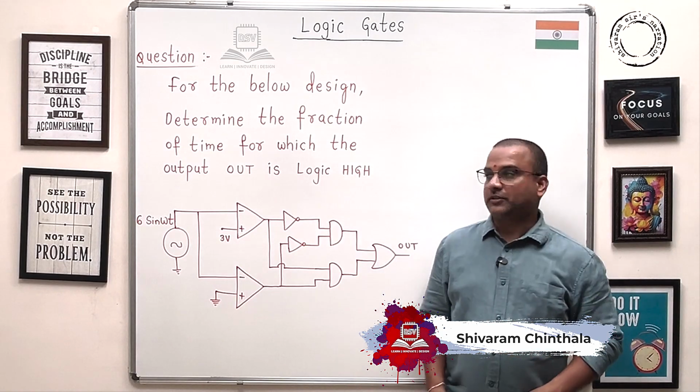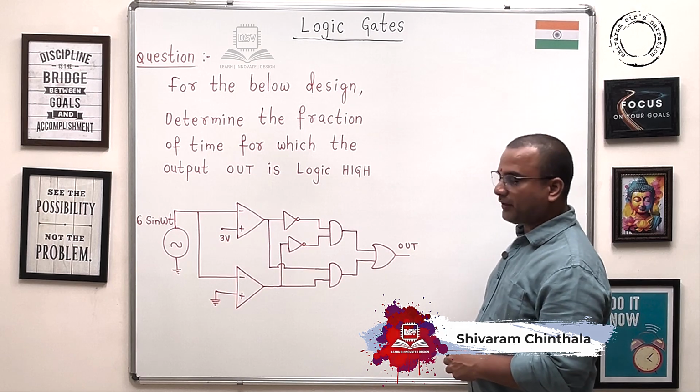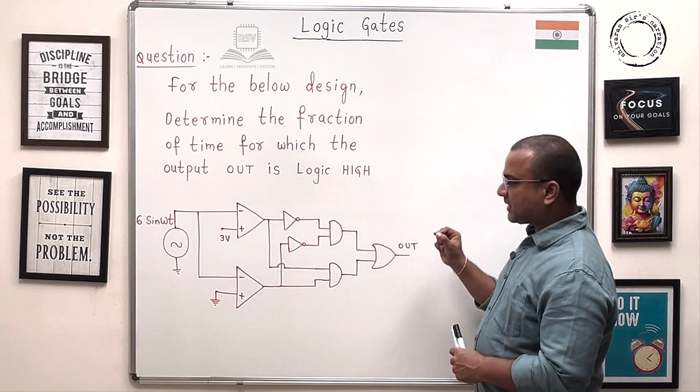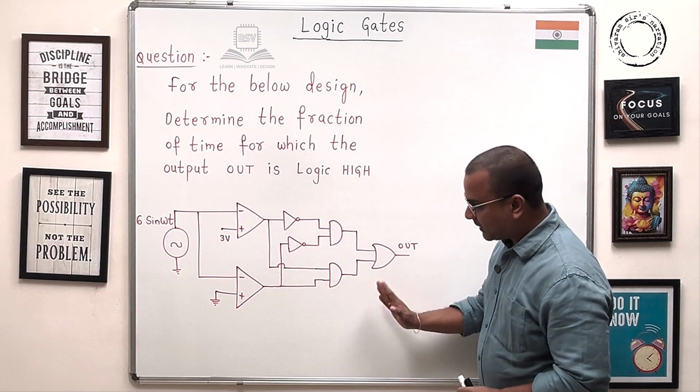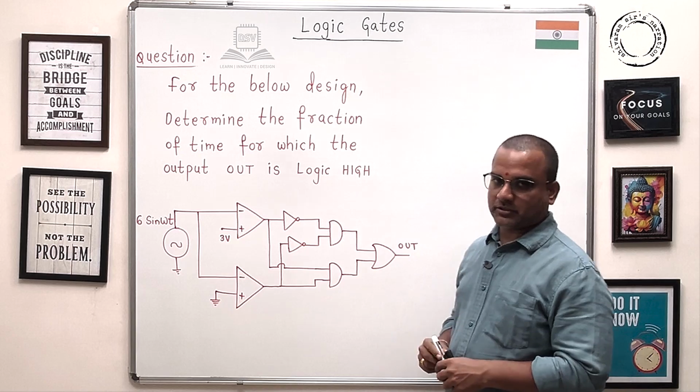Let's dive into the question. For the below design, determine the fraction of time for which the output is logic high. This is the given design. Guys, here these are comparators.